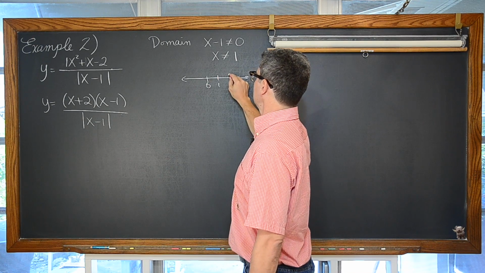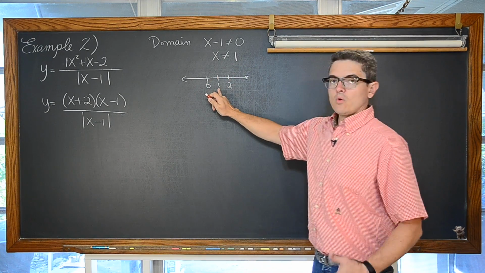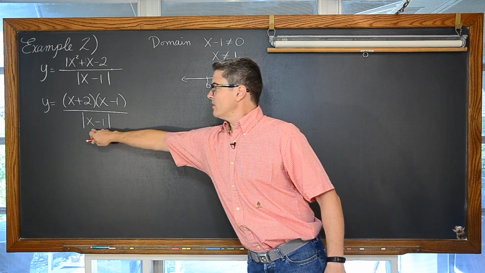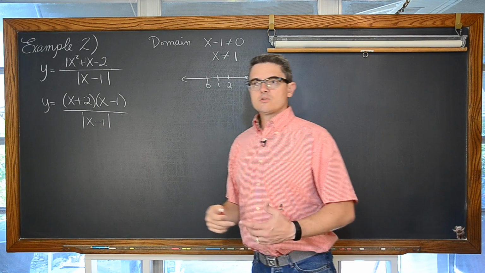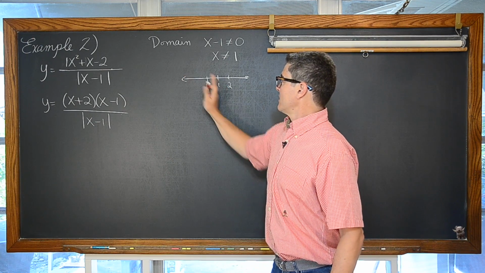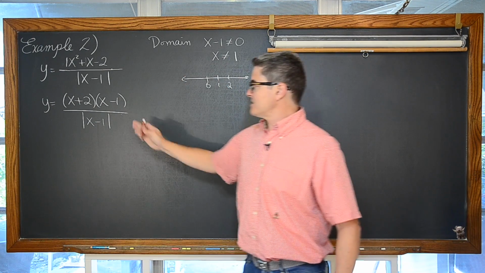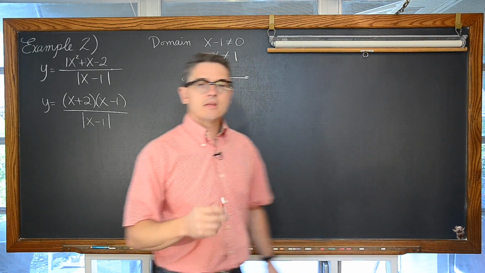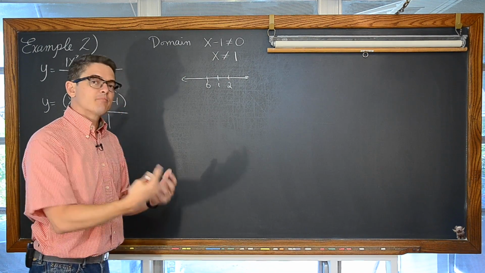0, 1, 2. There's the 1. There's the critical value. If you plug in 0, you have 0 minus 1, which is negative. So for x values that are less than 1, we're going to have to replace the set of absolute value bars with a negative parentheses.